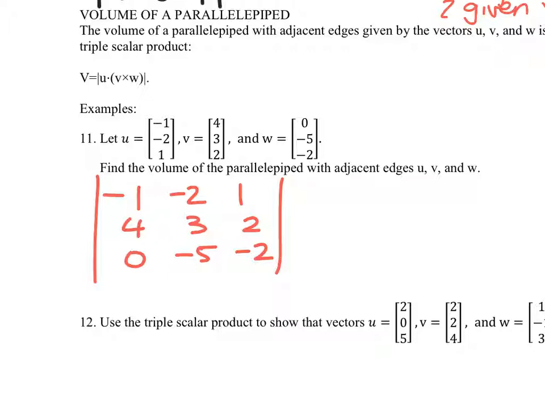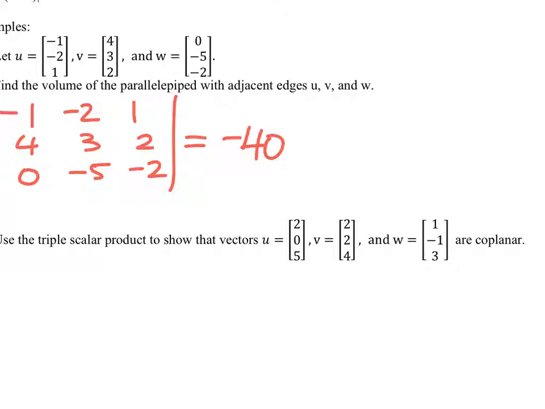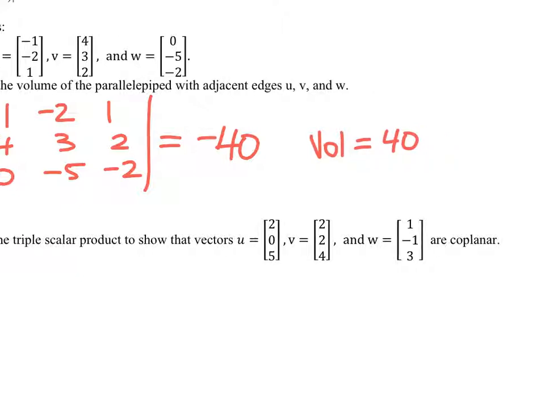Now, I've been chatting up a storm while typing all this stuff in, so hopefully I typed some of it in correctly. So I got negative 40. Now, volume's an absolute measure, so it doesn't matter what direction we're going from vector to vector, it matters what the absolute value is. So the volume here is going to be equal to 40 cubic units.